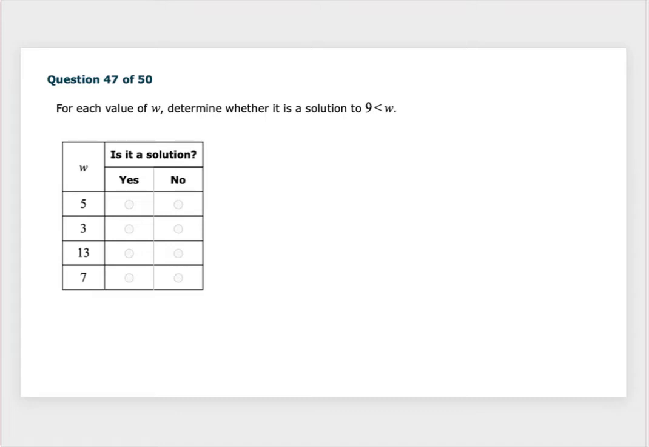All right, so question 47. For each value of w, determine whether it is a solution of 9 is less than w. All right, now 9 is less than w would work. However, 9 is less than w has the w on the right, which is less than ideal. So I'm going to switch it around. W is greater than 9. Okay, they're both equivalent, aren't they? They mean the same thing.